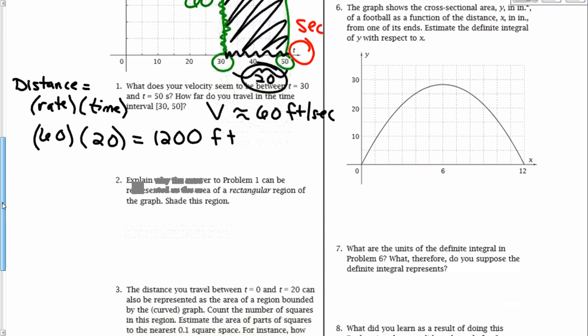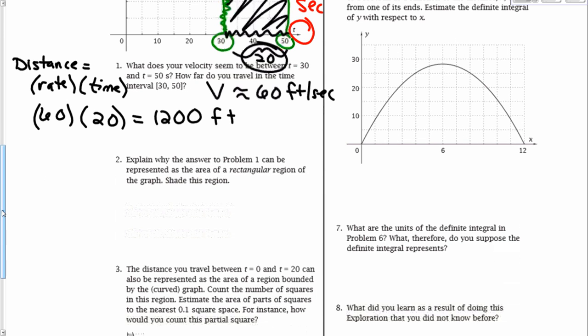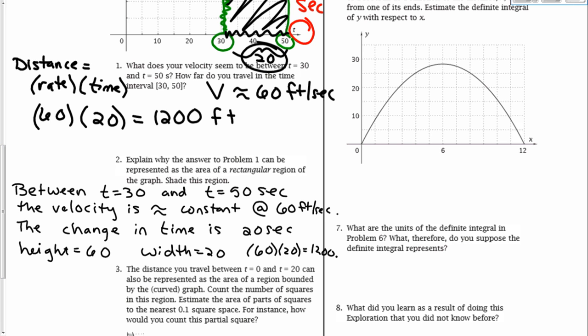So I need to write that down, and I need to explain that somehow. What I'd like you to do right now is pause the video, write down your explanation, and after you have your explanation, play the video again to see what I have written down. Go ahead and pause right now. So my explanation talks about the change in time being 20 seconds, and that's on the x-axis. And the velocity doesn't change, it's constant at 60 feet per second. So I'm just taking the height times the width, which is 60 times 20, which gives me my 1,200.